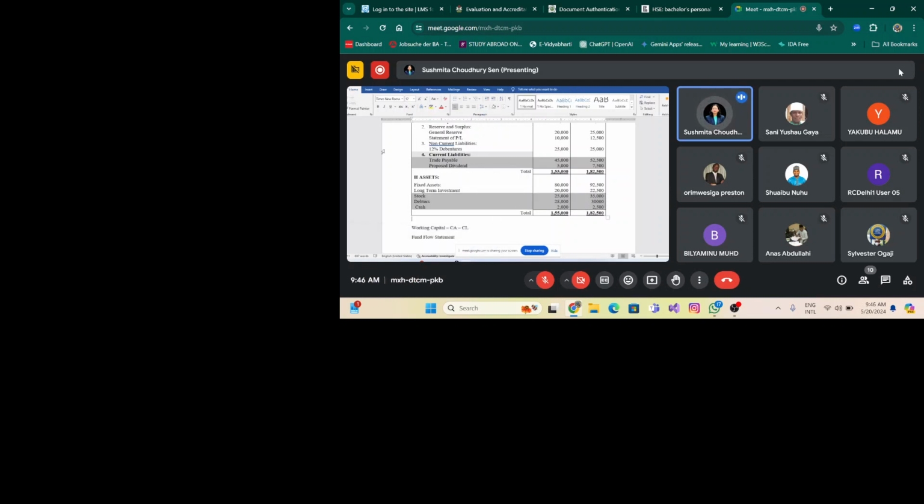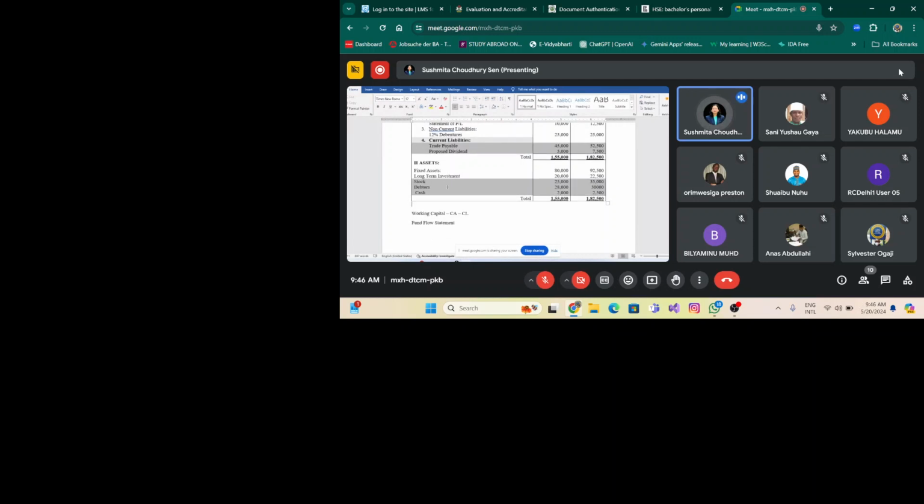What is the definition of current liabilities and current assets? These are the short-term assets and short-term liabilities. Current assets means all the assets which we generally use within the financial year. Current liabilities means all the liabilities which we need to pay within the financial year. So these assets and liabilities are not going to exceed more than 1 year.